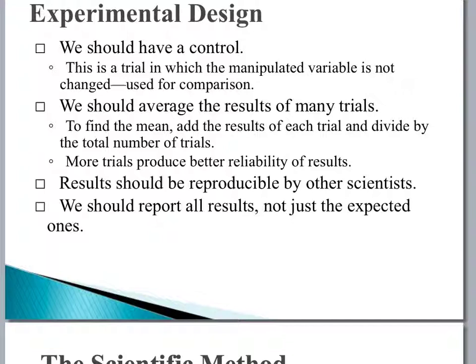You need to have it, probably at least 10. That's one problem we're going to have with a lot of our tests. We won't run that many trials just simply because it takes a lot of chemical to do that. And so the more trials you run, the better your reliability results would be. So if you were actually doing something new, you would need to run many, many, many trials to get that accurate. Results should be reproducible by other scientists.